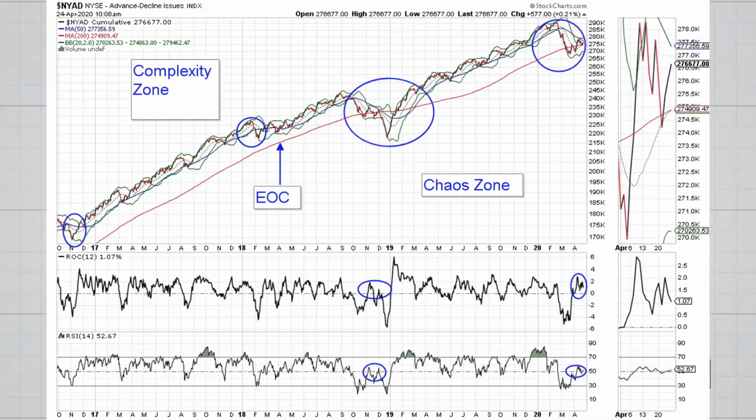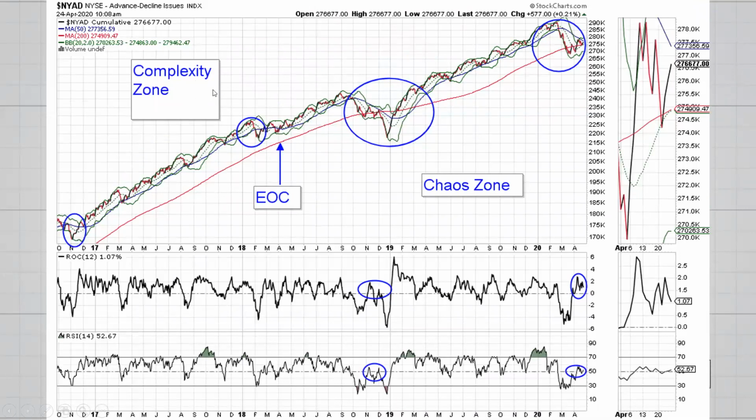I'd like to have a look at the first chart, and it's the New York Stock Exchange Advance-Decline line going back to the election of Donald Trump in November 2016. Now, this looks like a little busy slide, but I'm going to go through it with you, so bear with me here. We're looking at the really big picture over the last three and a half years or so, and looking at the first callout, the complexity zone.